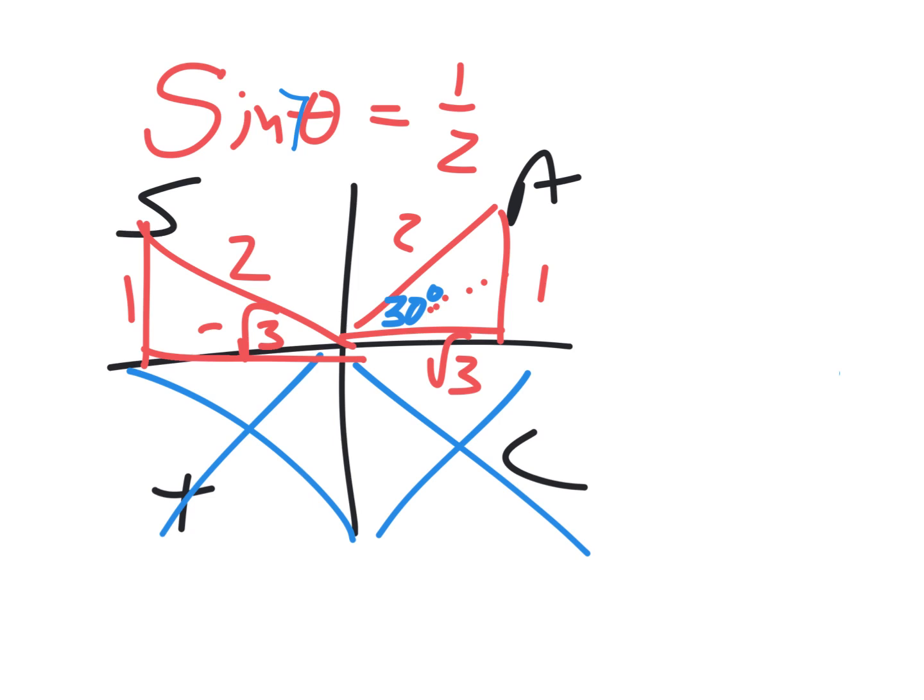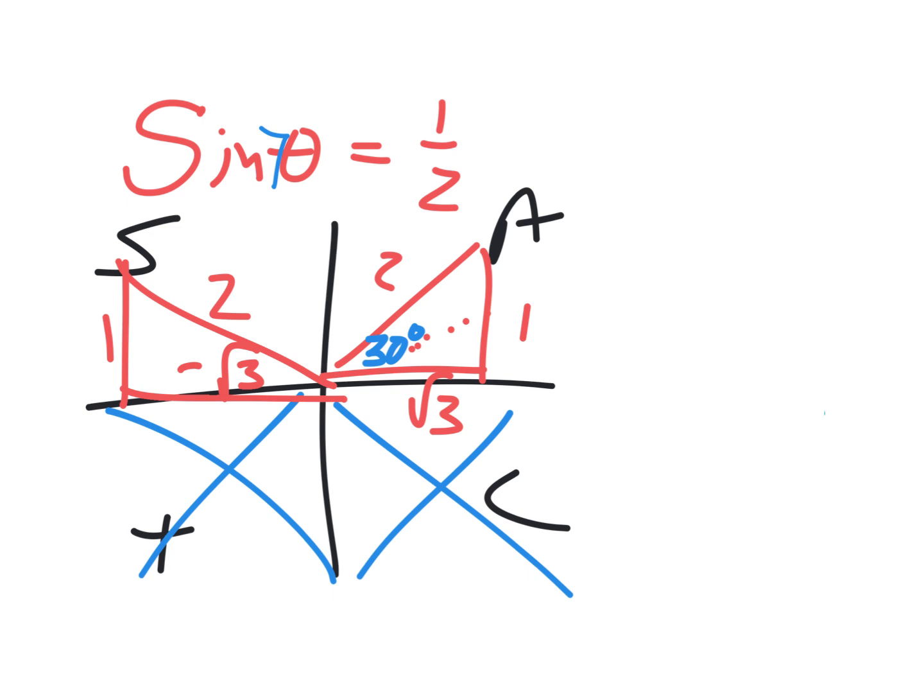Okay, so students were challenged with a review question here. Sine of 7 theta equals 1/2. Well, first off, we act like there's no 7 there. We just figure out sine of theta is 1/2. To do that, I end up with triangles in the two places where sine is positive, and I end up with pi over 6 as one of my answers, and 5 pi over 6.